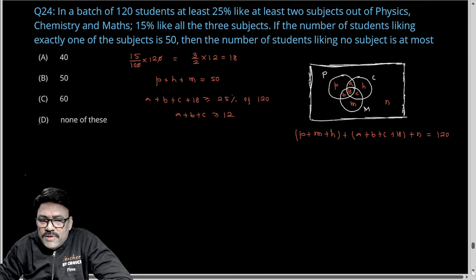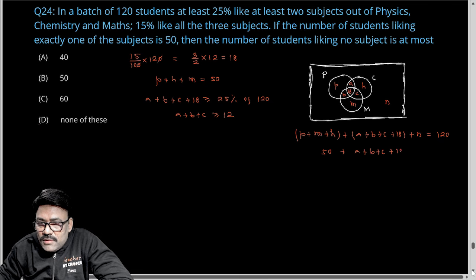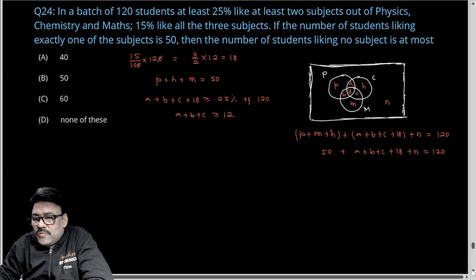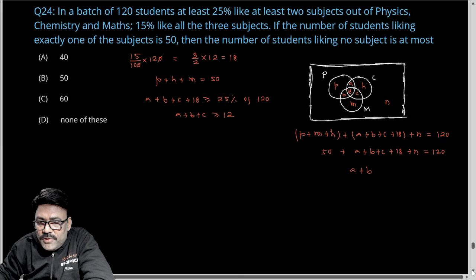Now this P plus M plus H is 50. A plus B plus C, let's keep it as it is, plus 18, N, let's keep it as it is, 120. So from here you will get what? You will get A plus B plus C. You will get 120 minus 50, 70, and 70 minus 18.